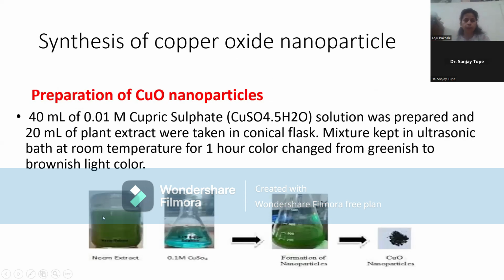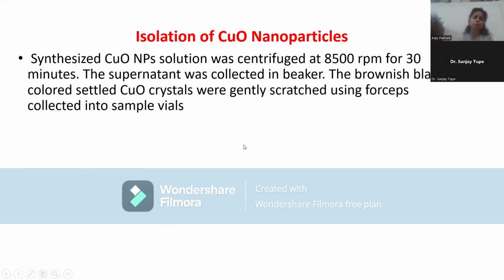Now, this is the neem extract and this is the 0.1 molar copper sulfate solution. 40 ml of 0.1 molar cupric sulfate solution was prepared and 20 ml of plant extract was taken in a conical flask. The mixture was kept in an ultrasonic bath at room temperature for 1 hour. Then the color changed from greenish to a brownish light color. And how were the particles isolated? The synthesized copper oxide nanoparticle solution was centrifuged at 8,500 RPM for 30 minutes. The supernatant was collected in a beaker and the brownish-black settled copper oxide crystals were gently scratched using forceps and collected into sample vials. So I have synthesized copper oxide nanoparticles by using the green synthesis method.